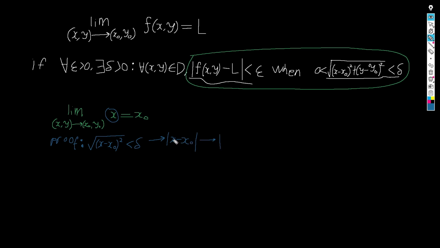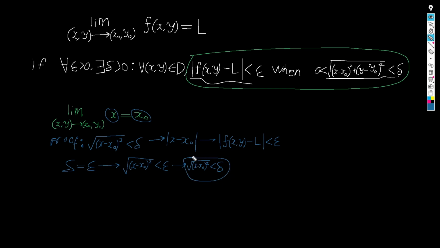And since here x is just f of (x,y) and x0 is just L, which is the value of the limit, that's just the same thing as saying f of (x,y) minus L, which from here is less than epsilon. So given any epsilon, if we make delta equal to epsilon, up here we showed that the root of (x minus x0) squared is less than epsilon, and if epsilon is equal to delta, we get this, satisfying the definition for a limit. So we've just proven that this limit is just x0.